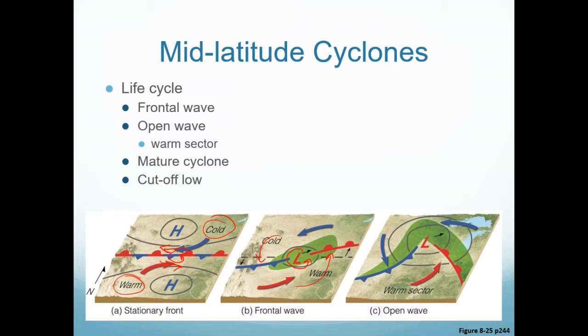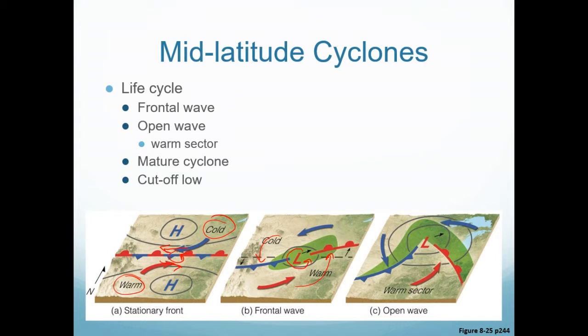As this continues to form, the cold front will start to approach and catch up with the warm front, leaving this kind of pie shape in the middle. This is what we call a warm sector. And once we reach that point, we've got what we call an open wave.